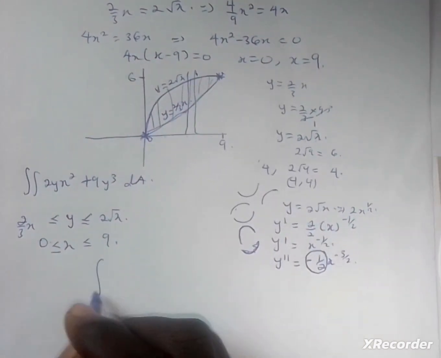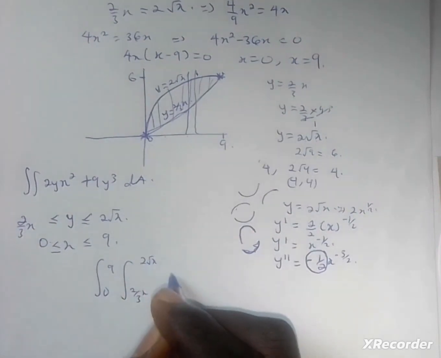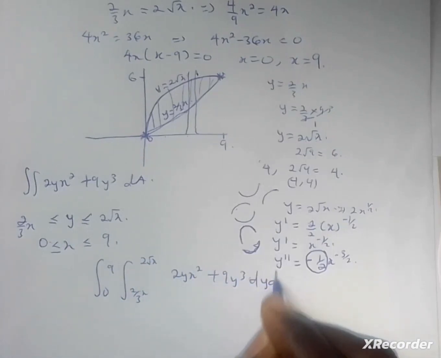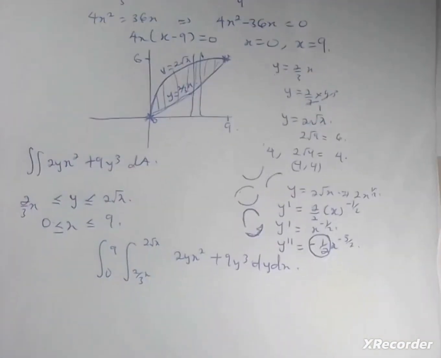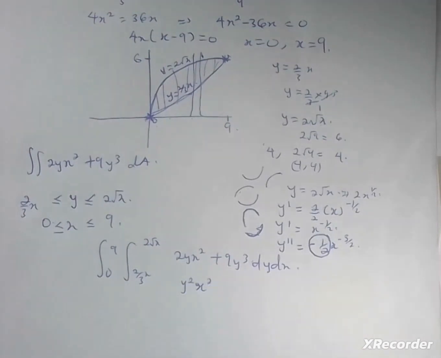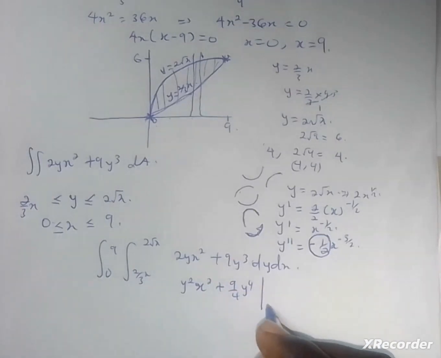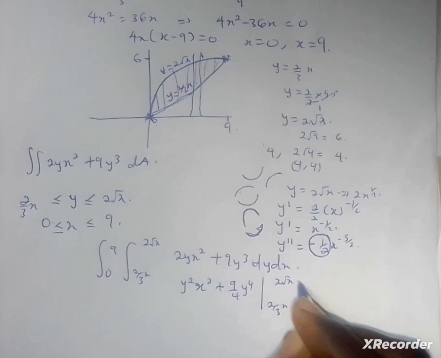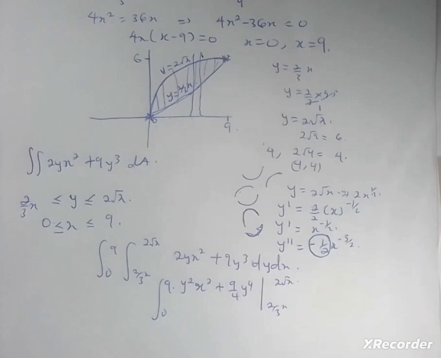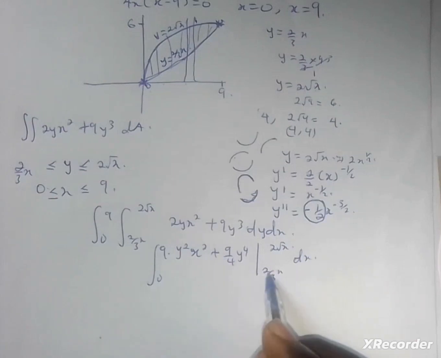So I move straight. Integral of 0 to 9, integral of 2 over 3 x to 2 root x, of 2y squared plus 9y cubed dy dx, right? So once I read this part, I'm going to integrate this with respect to y. So I'm going to get 2/3 y cubed plus 9 on 4 y to the power of 4. I'll bring my 2 over 3 x to 2 root x, then integral 0 to 9. So I'll bring my dx out. I'm just going to put this inside, this inside.